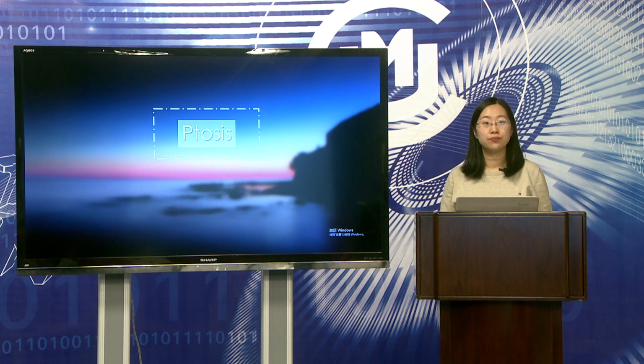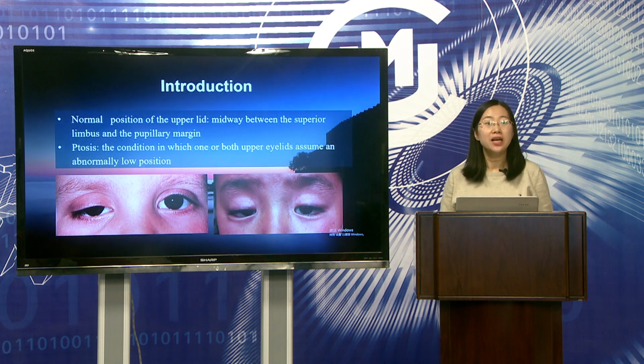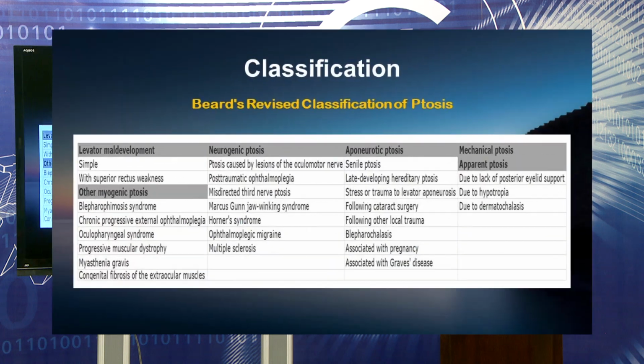About ptosis. Introduction. The upper lid normally rests approximately midway between the superior limbus and the pupillary margin. Considerable variation may exist as long as symmetry is maintained. Ptosis is a condition in which one or both upper eyelids assume an abnormally low position. Blepharoptosis may be congenital or acquired and can be hereditary in either case.